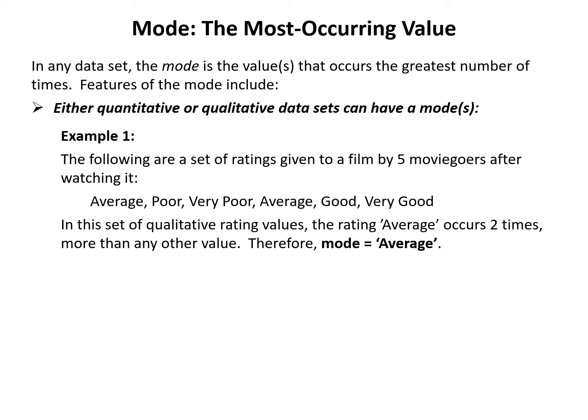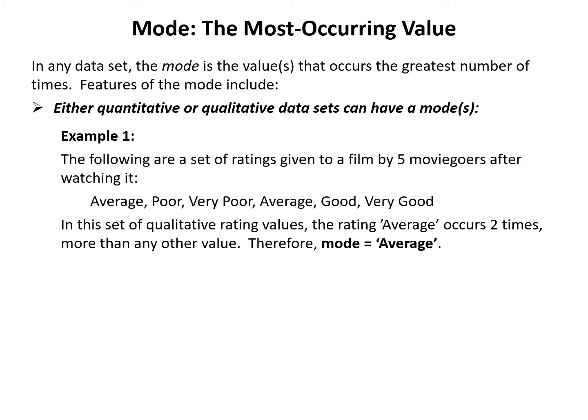We start by looking at the mode, which is the most occurring value. In any data set, the mode is the value or values that occurs the greatest number of times. Features of the mode include the following. Firstly, either quantitative or qualitative data sets can have a mode or modes.